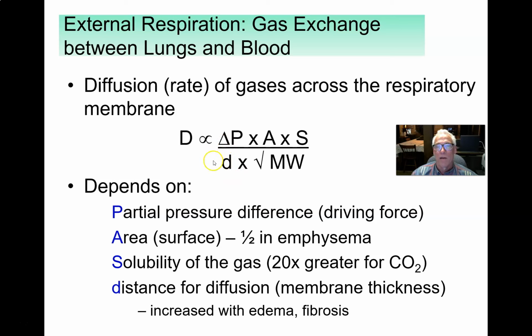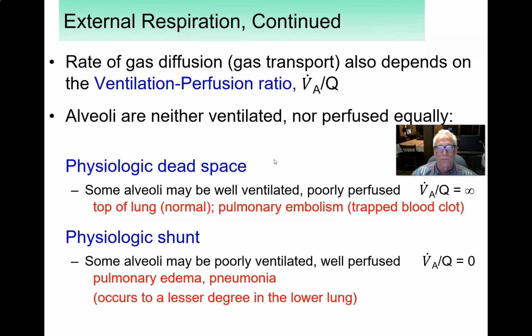In the denominator, the distance. We have a minimal distance for diffusion because we have such thin, simple squamous epithelial cells, so it's not really an issue unless we do something like add some water. What if we start getting edema in the lungs, some water accumulating in the lungs? Then that D number is going to start getting big, and we're going to start not getting very much gas through the respiratory membrane. And of course, the molecular weight of the gas.